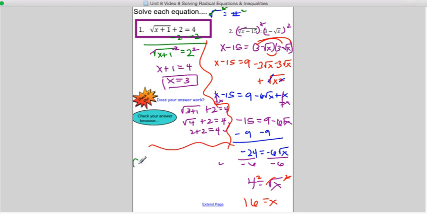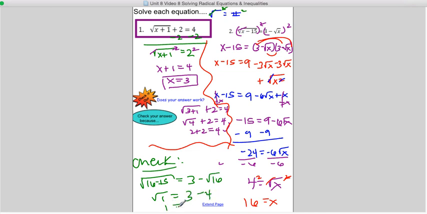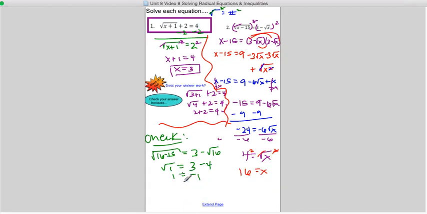So if I check this one, we're saying x is equal to 16. So I have the square root of 16 minus 15. And I want to know, does that equal 3 minus the square root of 16? This gives me the square root of 1. This gives me 3 minus 4. Does 1 equal negative 1? No, it does not. So my answer is not x equals 16. There is actually no solution for this one.